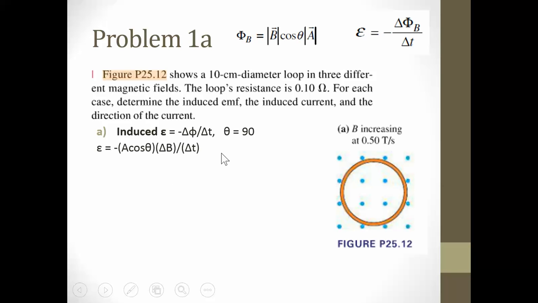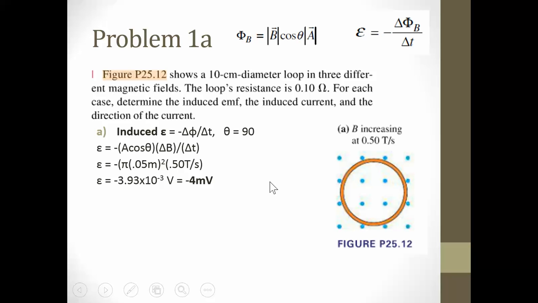We're going to plug our values in. We know the area of our circle is going to be pi r squared. It's a 10 centimeter diameter loop, so its radius is 5 centimeters. So pi r squared: we have pi, the radius, squared, times the change in magnetic field per unit time, and all of that times negative. That gives us an induced EMF of negative 4 times 10 to the negative third volts, which is negative 4 millivolts. That's going to be the EMF that's induced in this wire.